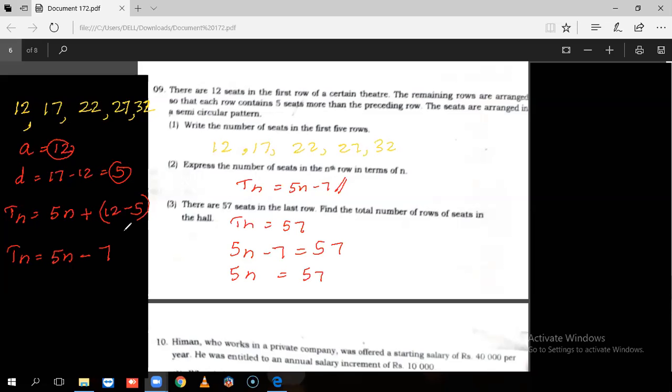There is a mistake here: it should be 5n plus 7. Because if the minus 7 goes to the other side, it becomes add. So our general term is wrong. A sign mistake. Moving this minus 7 to this side gives plus 7. Now 5n equals 50. Both sides divide by 5. n equals 10. How many rows are there? 10 rows. Okay.